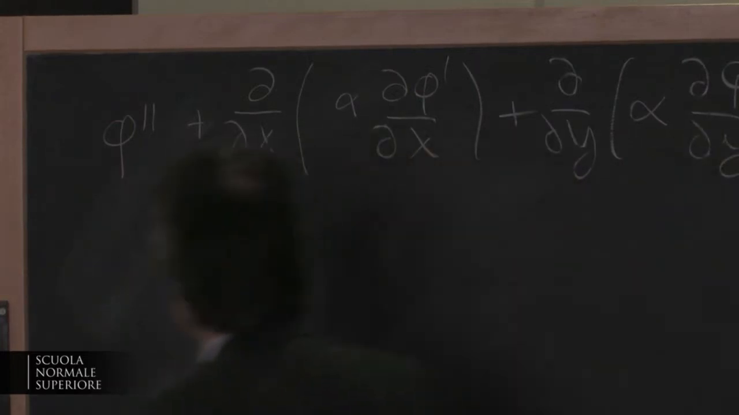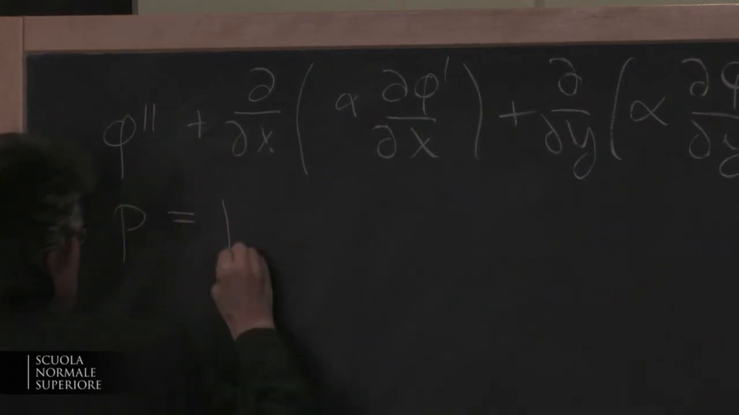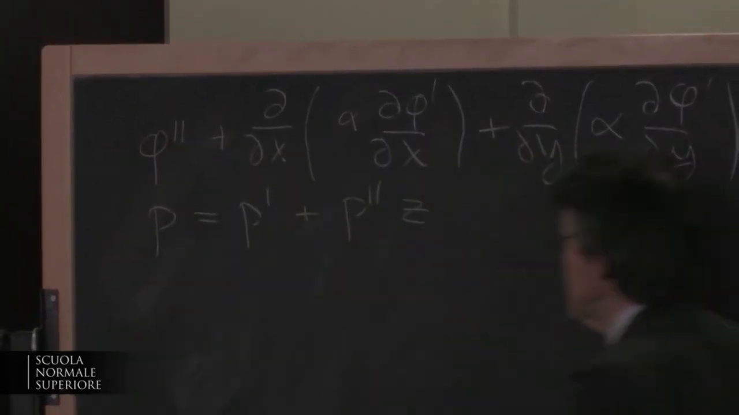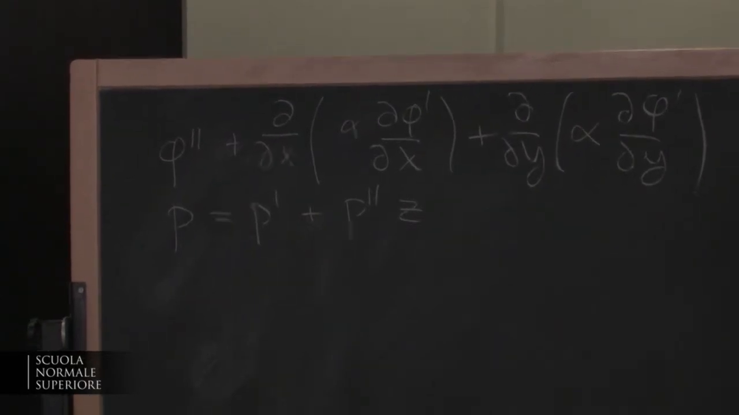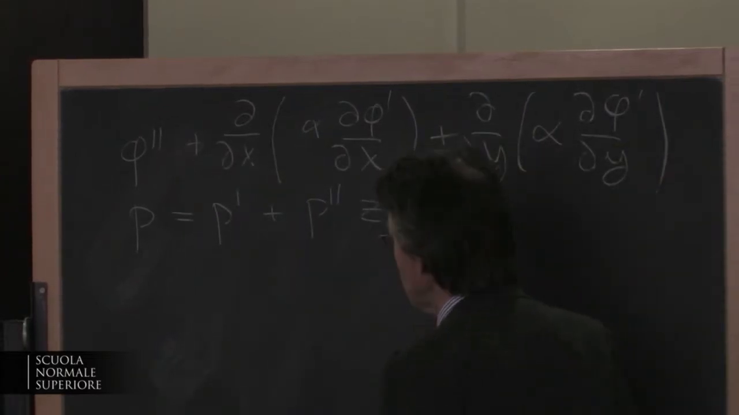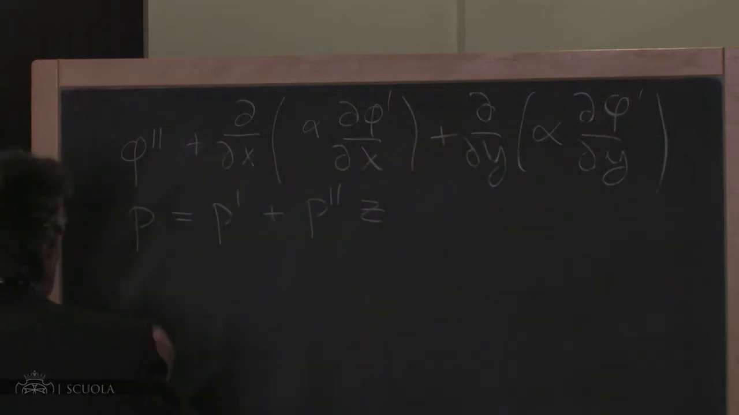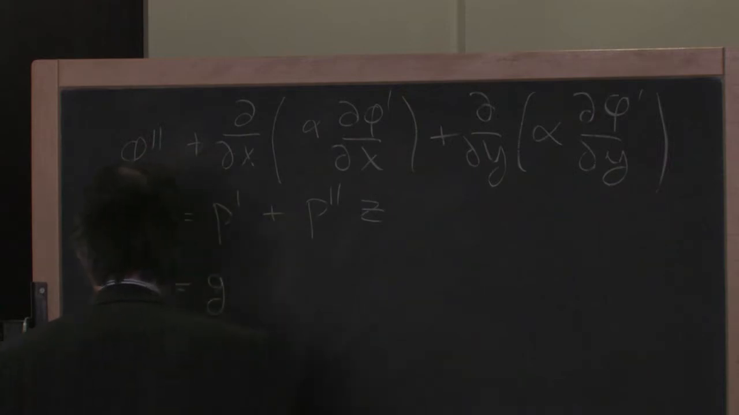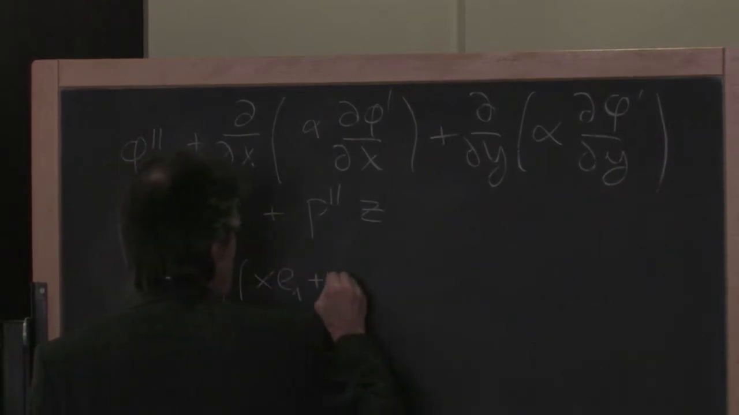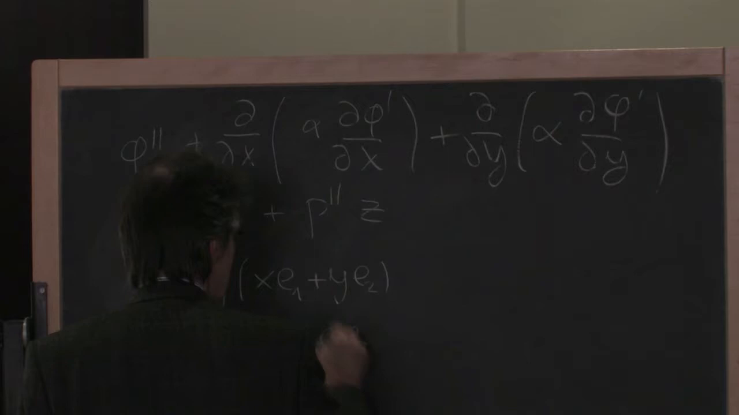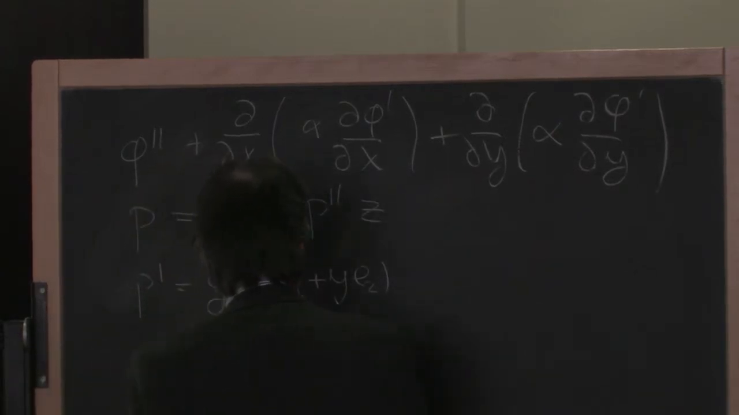alpha. For the pressure, I take p is p prime plus p double prime z, and then I stop. No other terms are involved here. And when you insert the things from before, then you get the following. P prime is g. This is now gravity. This is the only force, where x is x times e1 plus y times e2. E is e1, e2, e3. But gravity is pointing downward, so this is 0, 0, 1.